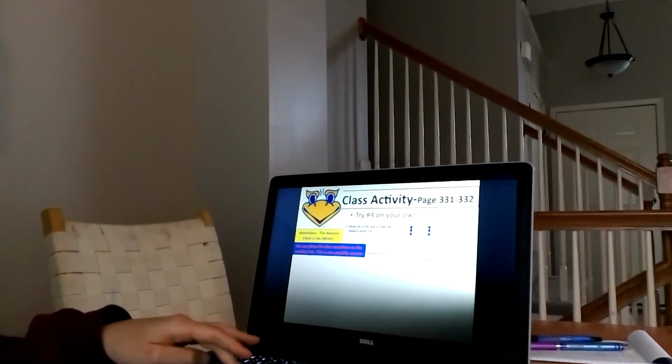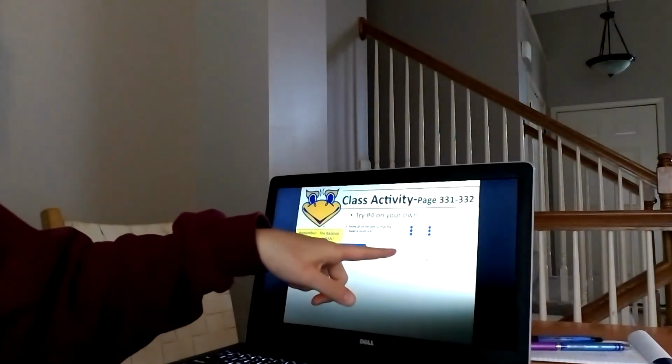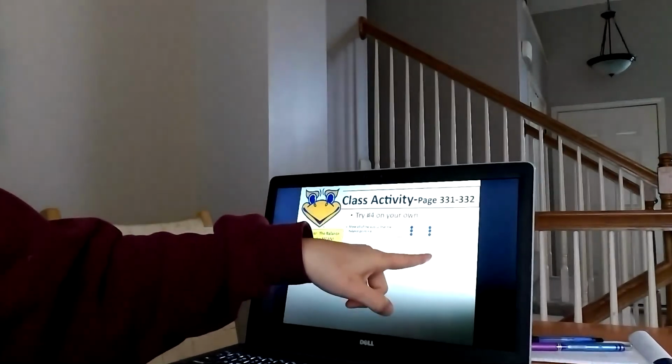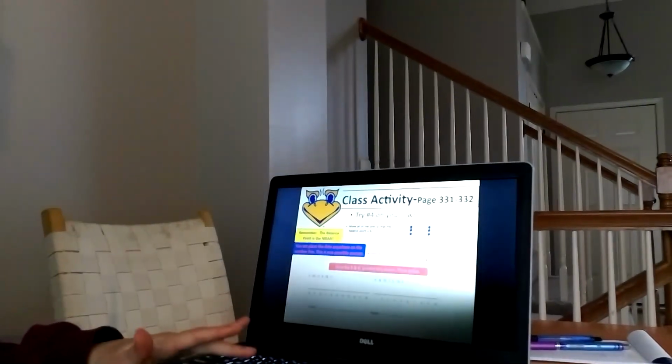Just making it balanced. The sample answer on your PowerPoint, they put 1 dot on 4 and 2 dots on 5 and 2 dots on 7 and 1 dot on 8. And that works.